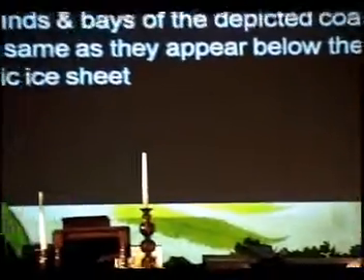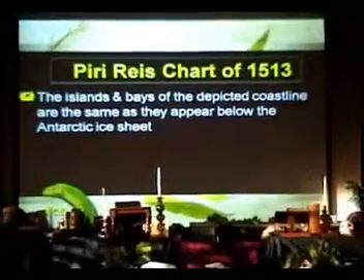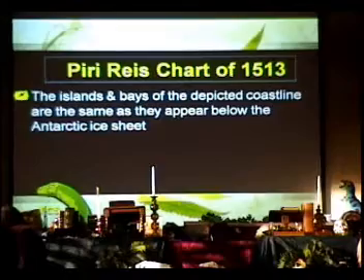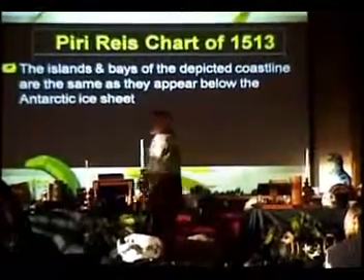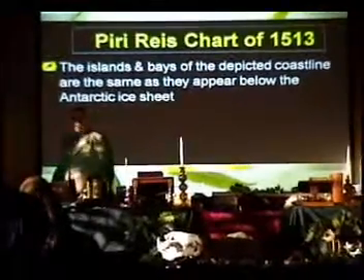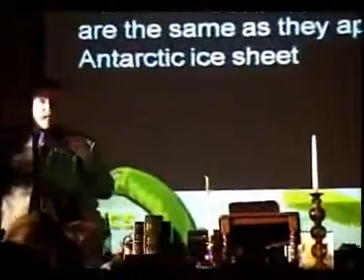Next. Okay. The islands and bays of the depicted coastline are the same as they appear below the Antarctic ice sheet. Whoever made that map from about 36,000 feet depicted the coastline and showed everything that was underneath the ice before there was ice. Okay? Can you start seeing the ramifications of this map? It's not the only map. There are many Renaissance maps. Next.